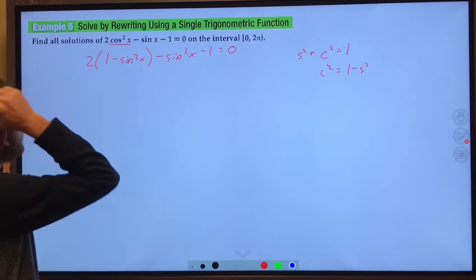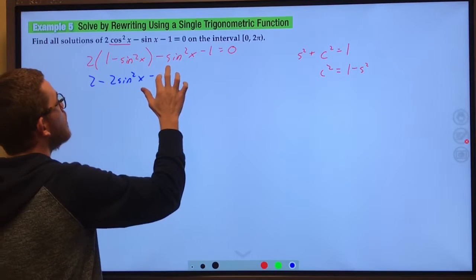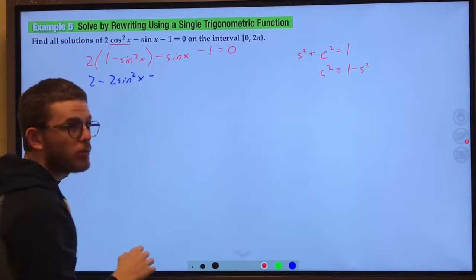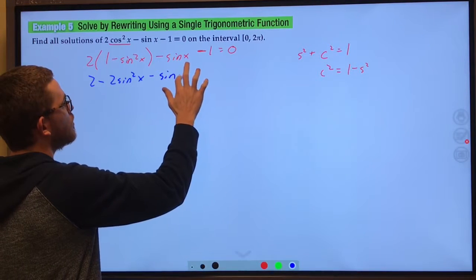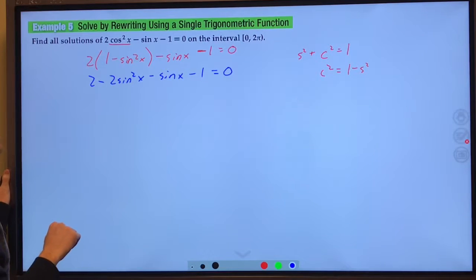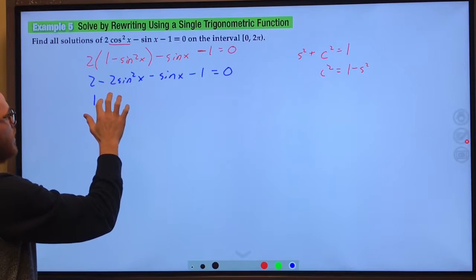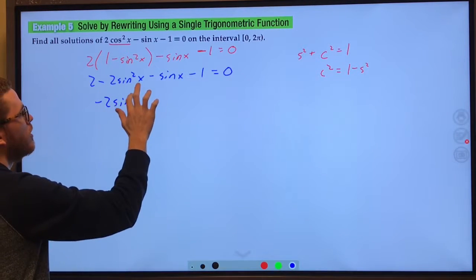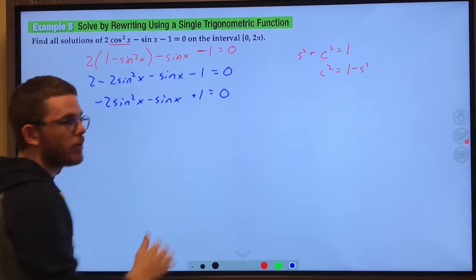I'll distribute the 2, so I have 2 minus 2 sine squared x. Sorry, this was just a regular sine of x. Whew. Gotta be careful, don't want to keep those mistakes. Gotta fix them when you see them. That's just a regular sine of x minus 1 equals 0. Of course, 2 minus 1 is just 1, so I'm going to write that 1. Actually, I'll put it down here. So we have negative 2 sine squared x minus sine of x plus 1 equals 0.